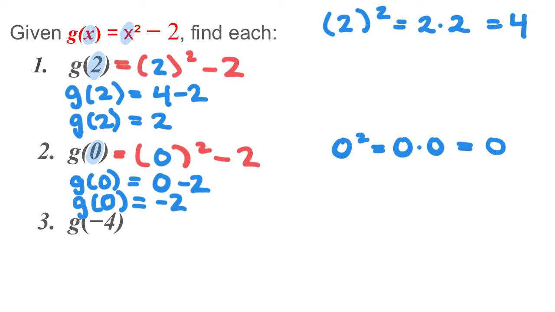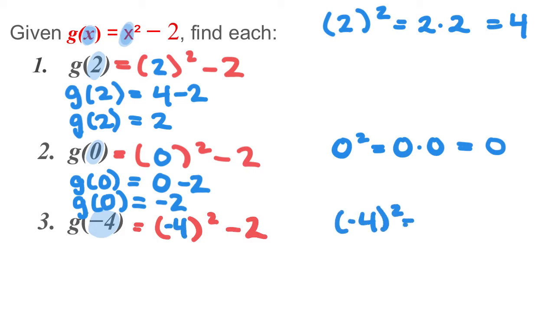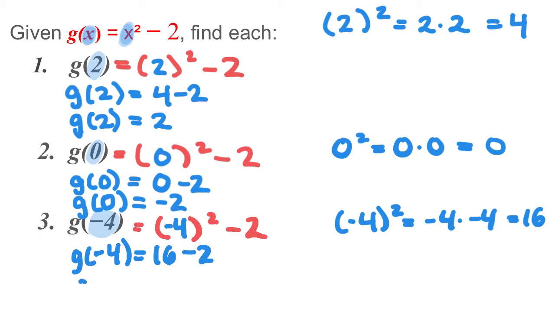For the last one, I'm now substituting negative 4 for my value of x up above. So we know it's always the number squared minus 2, and now I'm substituting a negative 4. Negative 4 squared is really negative 4 times negative 4, which gives you 16. So it becomes g of negative 4 equals 16 minus 2. So g of negative 4 is equal to 14.